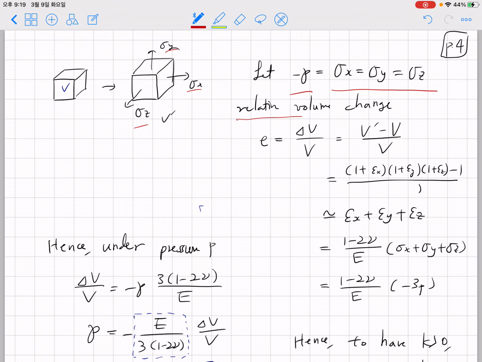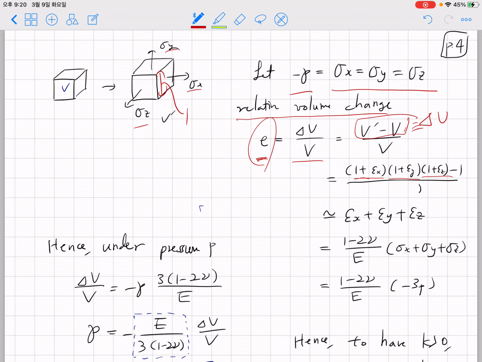And let's consider the relative volume change, delta V over V, and our textbook says this is e, but different textbooks use different letters for delta V over V. But anyway, you can obtain V prime minus V divided by V. This is the change in volume. And how can you obtain V prime? V prime is simply 1 plus epsilon x multiplied by 1 plus epsilon y multiplied by 1 plus epsilon z. I put the original length as 1, but if the original length is not 1, you just plug in L.